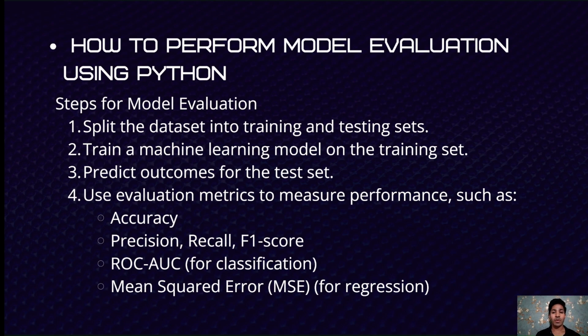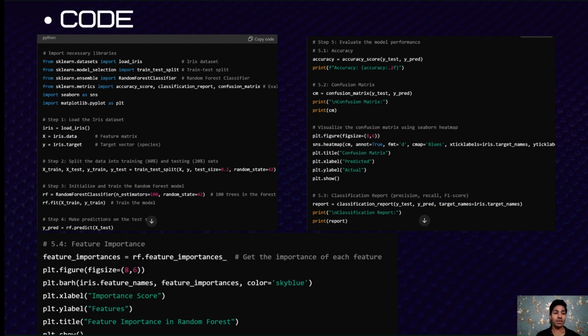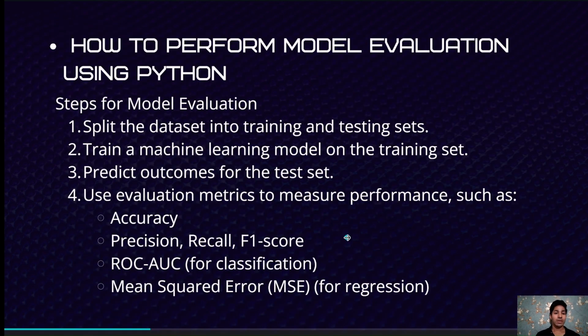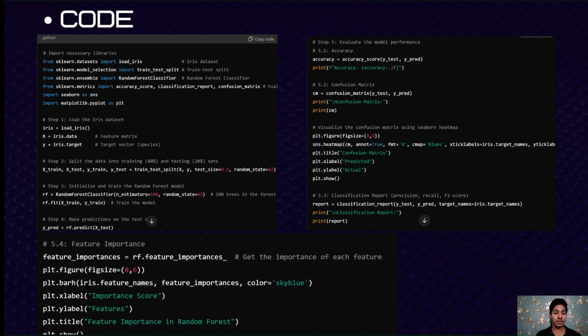So now we have how to perform model evaluation using Python. There are various steps involved. First is split the data set into training and testing sets. Second, train a machine learning model on the training set. Third is predict the outcome of the test set. Fourth is use evaluation metrics to measure performance, such as accuracy, precision, recall, F1 score, ROC for classification, mean squared error, MSE for regression. And here is the code for our model evaluation.